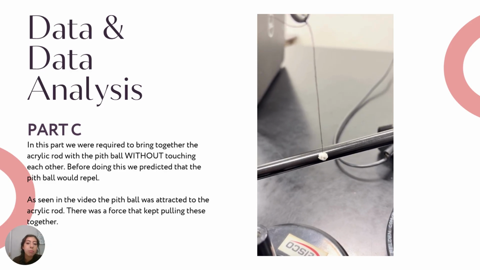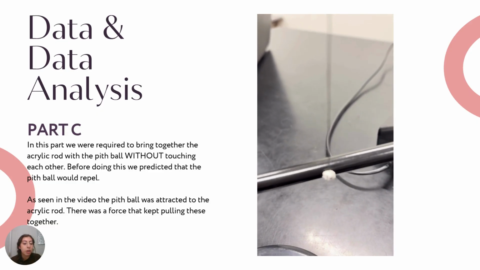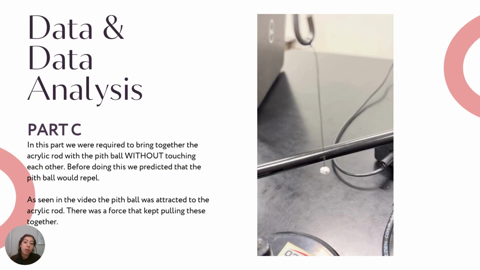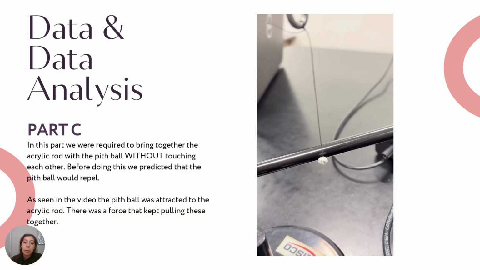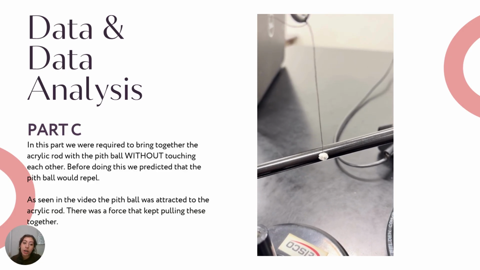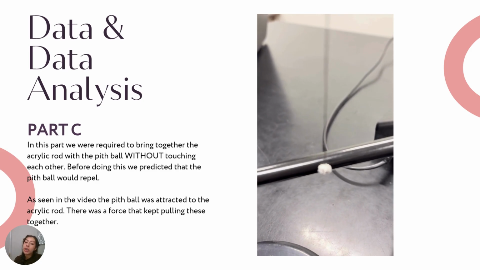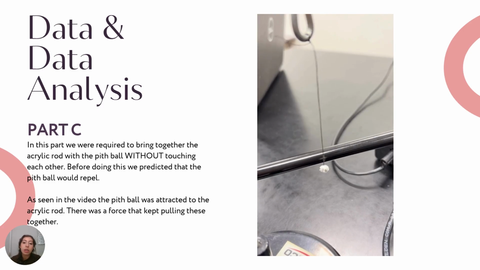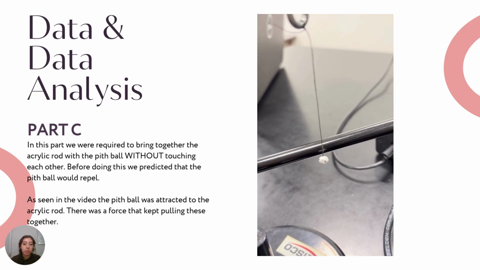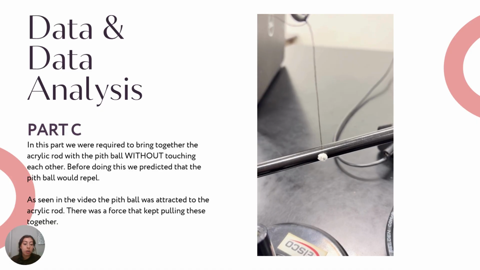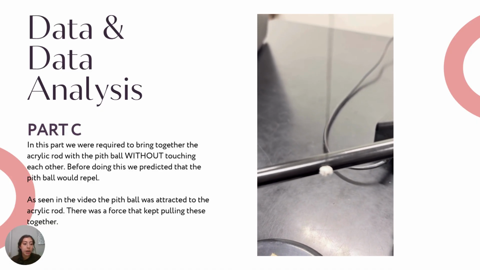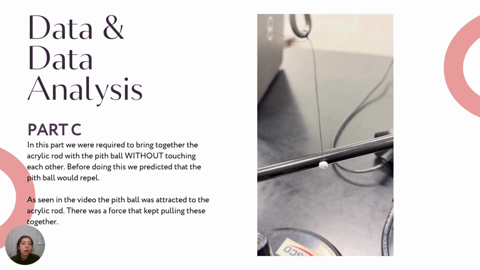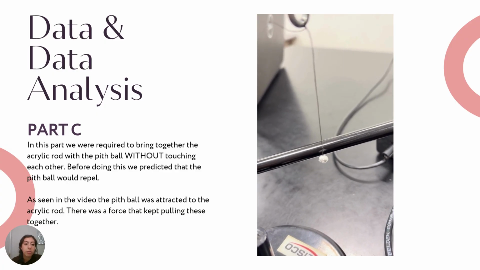So for part C, we brought the charged rod close to the pith ball without touching it. We predicted that we would see repulsion, but what we saw was attraction, and we can infer that this was due to induction. The charged rod shifted the electrons within the neutral pith ball, it being one system compared to part A where it was grounded. This one was just one system, and it created opposite charges that pulled them together.